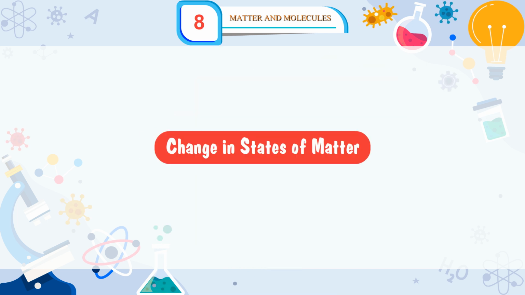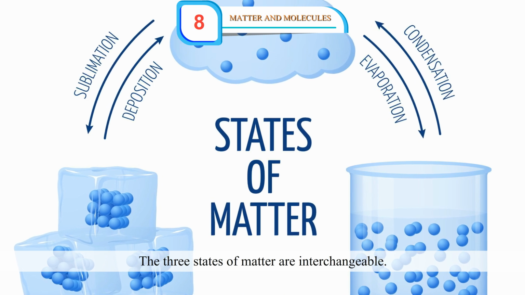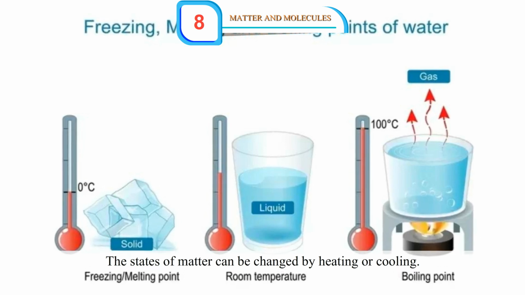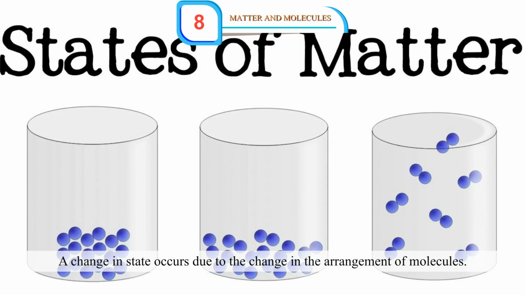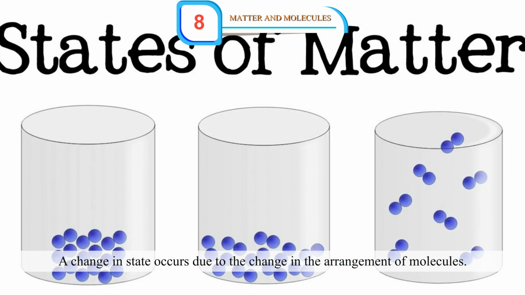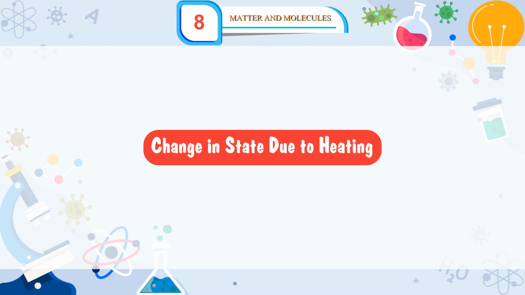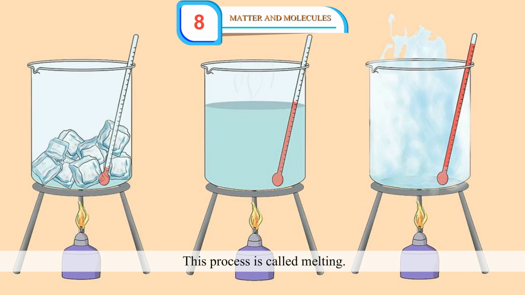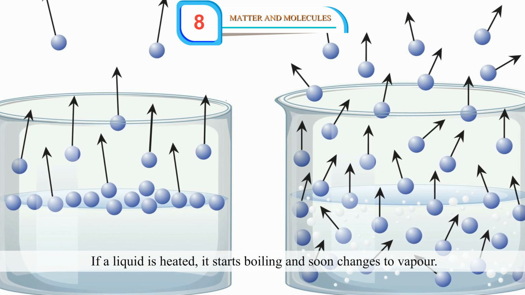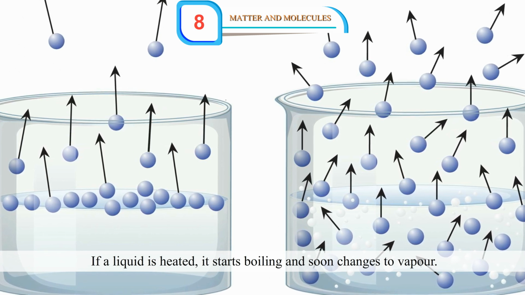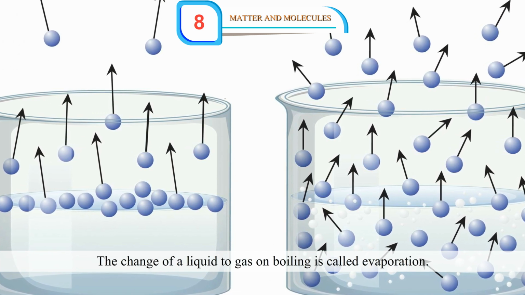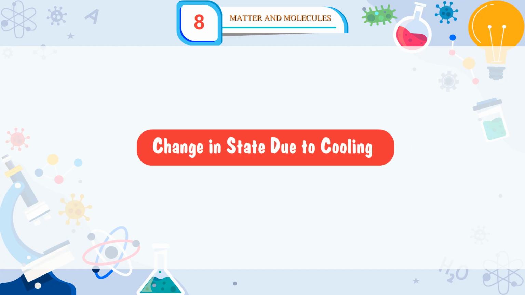Change in states of matter. The three states of matter are interchangeable. The states of matter can be changed by heating or cooling. A change in state occurs due to the change in the arrangement of molecules. Change in state due to heating. If a solid is heated, it changes to a liquid. This process is called melting. If a liquid is heated, it starts boiling and soon changes to vapor. The change of a liquid to gas on boiling is called evaporation.